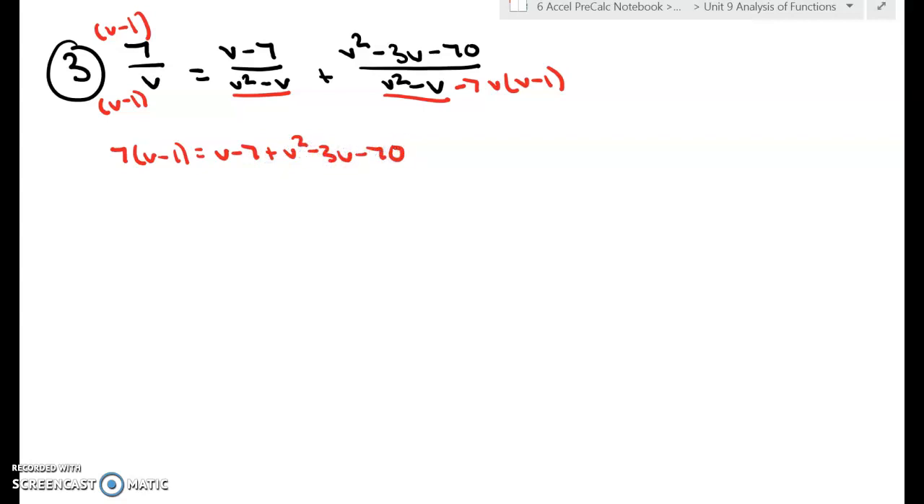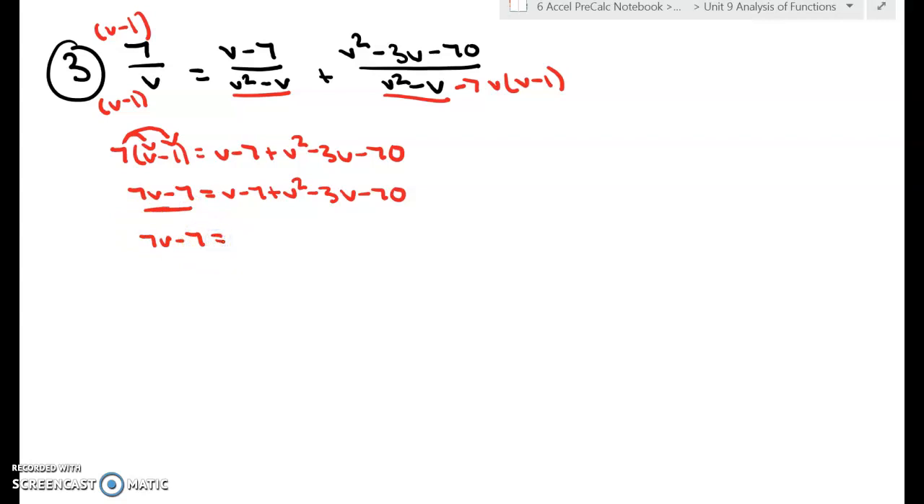Now we're going to distribute. So the v is going to be multiplied by 7, and the negative 1 is going to be multiplied by 7. So that'll be 7v minus 7, and the other side is still going to be the same. Next, we're going to want to add up all the like terms. Now there's no like terms on this side of the equation, so that's just going to be the same.